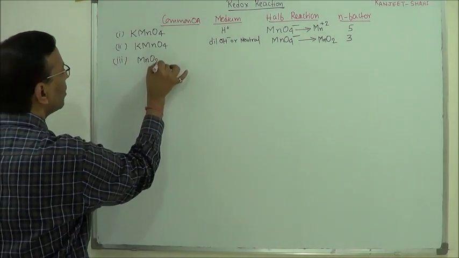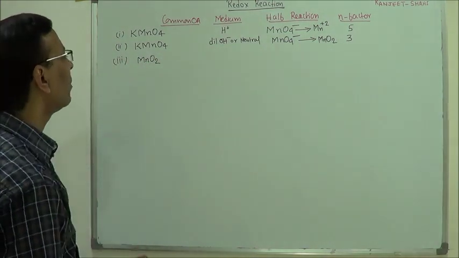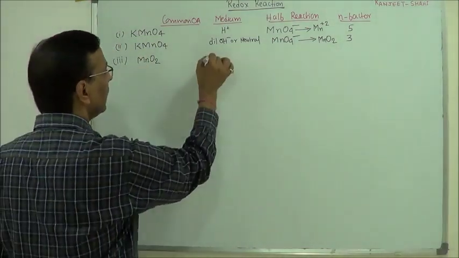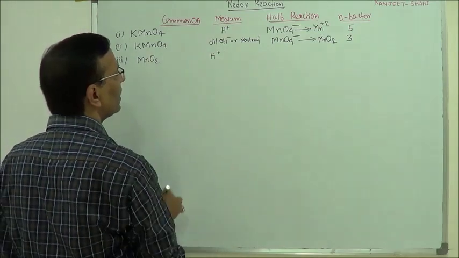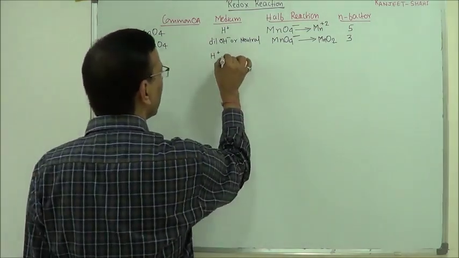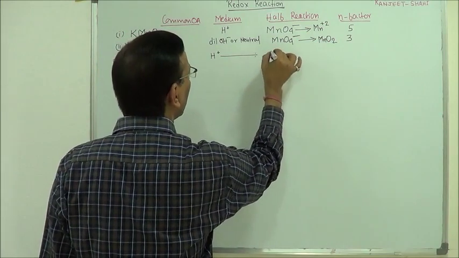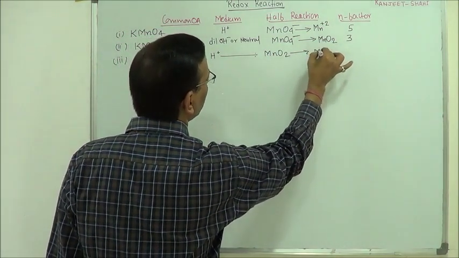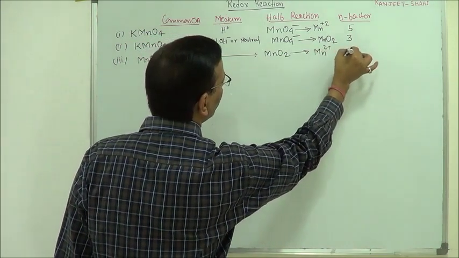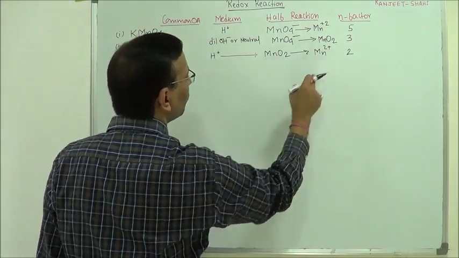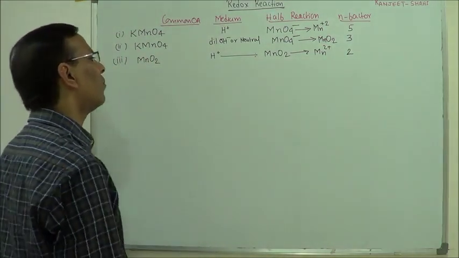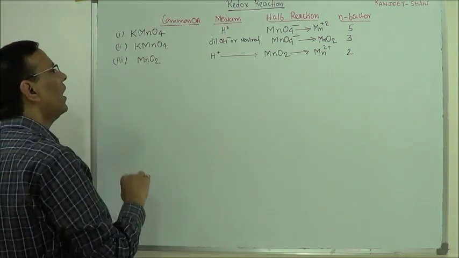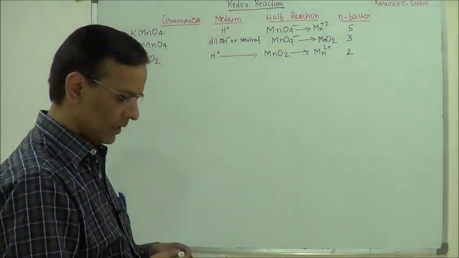Manganese dioxide also acts as an oxidizing agent in so many redox reactions, and it acts as an oxidizing agent in acidic medium only, and MnO2 is converted into Mn2+, so N factor will be 2, manganese from +4 to +2. So they are the common oxidizing agents derived from manganese.